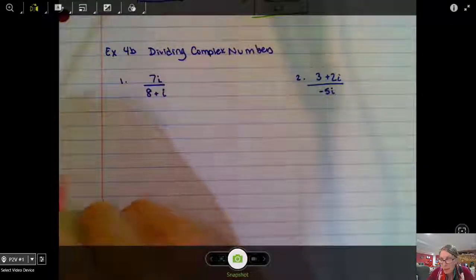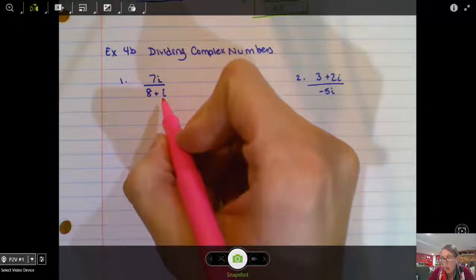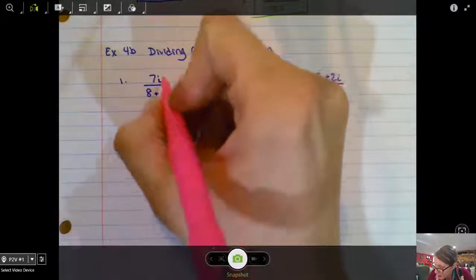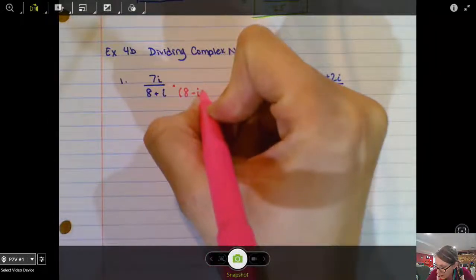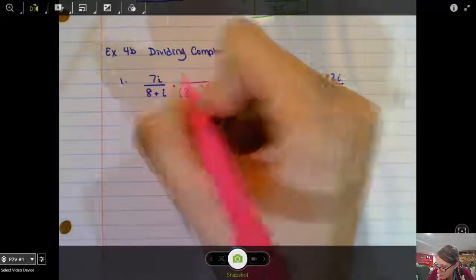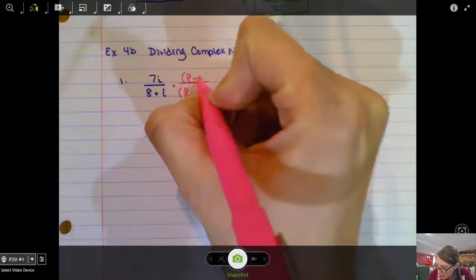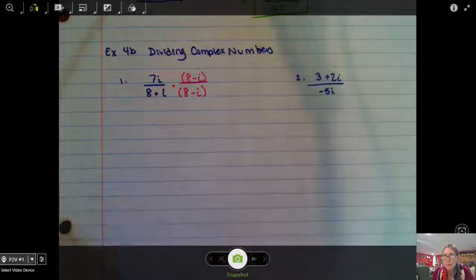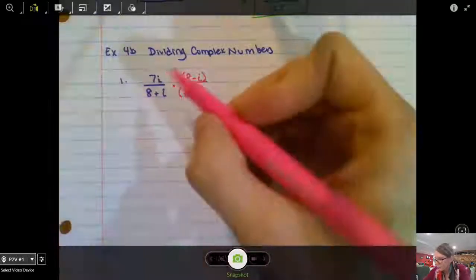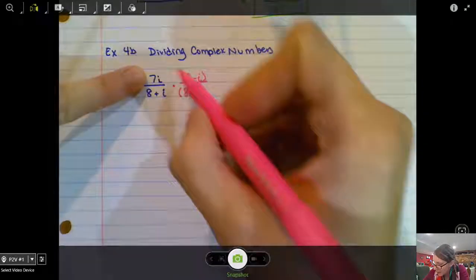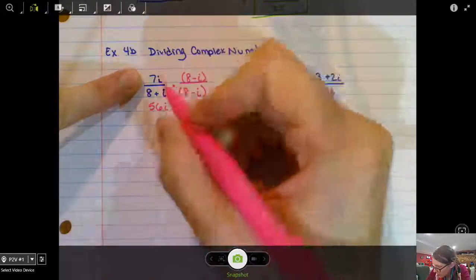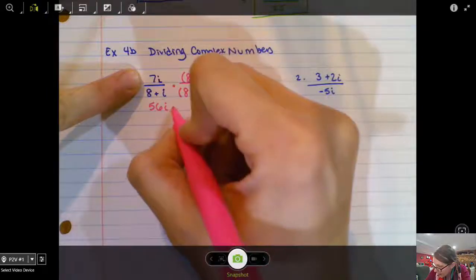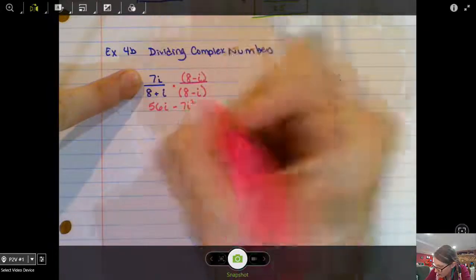Keep in mind, anytime I have an imaginary in the denominator, we can get rid of it by multiplying by that complex conjugate. So in this case, I need to multiply by 8 minus i on top and bottom. 7i times 8 is 56i. 7i times negative i is minus 7i squared.